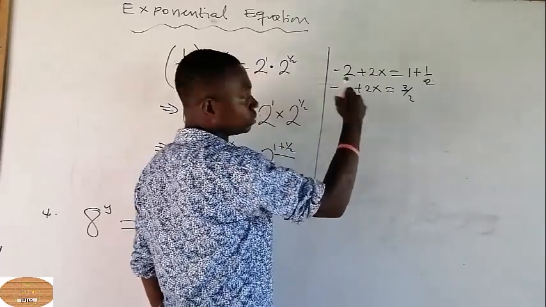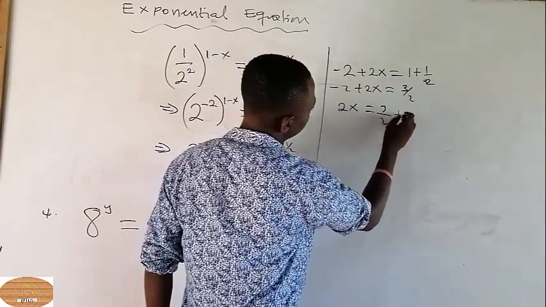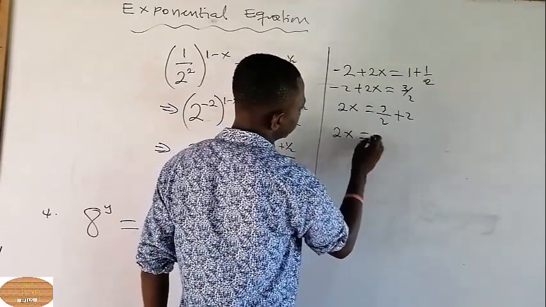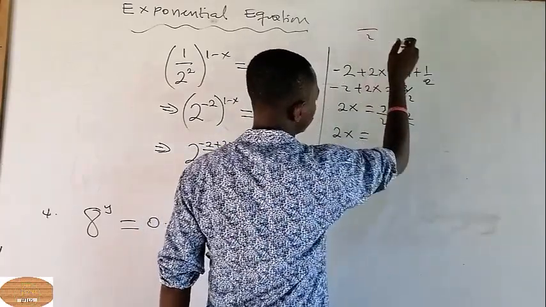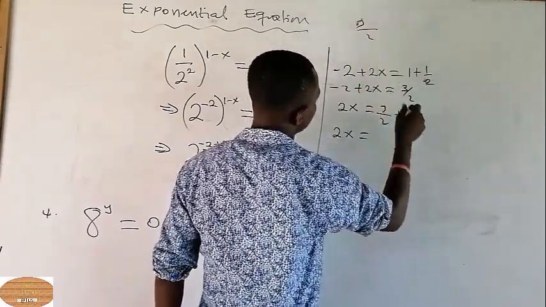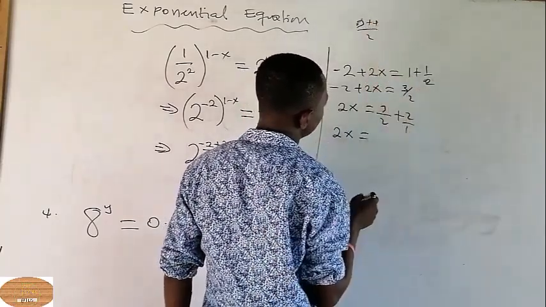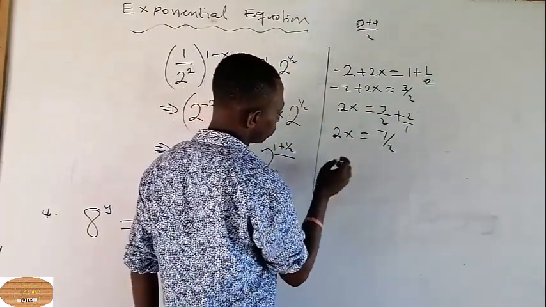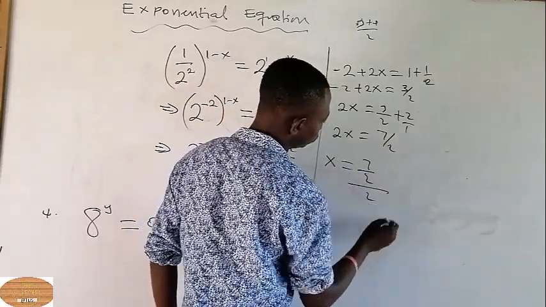So let me send the minus 2 to the other side. So 2x equals 3 over 2 plus 2. Alright. So 2x. So let me find this one. So I'll get 2. LCM will be 2. 2 into 2 is 1 times 3. So 1 into 2 is 2. 4. So I have 7 over 2 for this side. Alright. So this one is the same as x equals 7 over 2 all over 2.